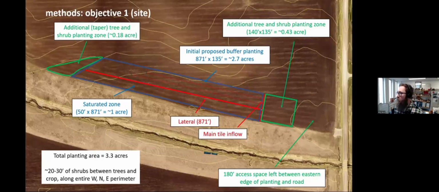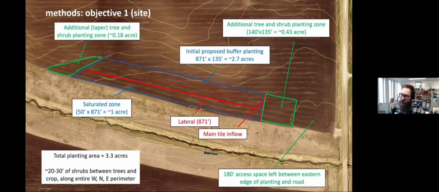So here it is. Here's my little cartoon schematic of the final buffer implementation. It's about 3.3 acres in size. 1 acre of that is actually the saturated zone. We wanted to have a buffer actually around that saturated zone, again, for extension and teaching purposes. And we asked the farms, how many acres can we possibly get in trees here? And that was the limit there.